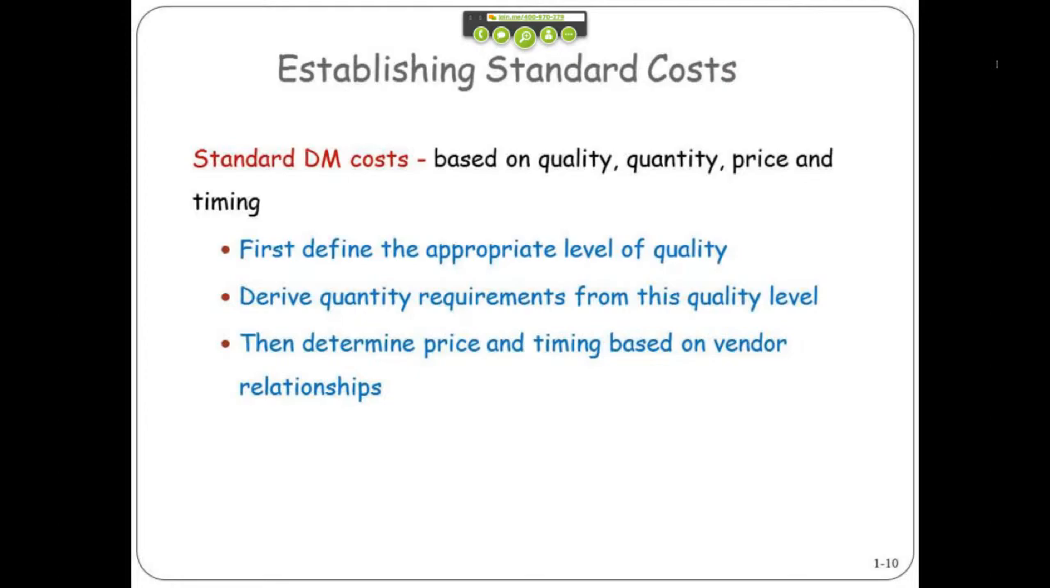As you establish your standards, the first thing you need to do is define the level of quality that's important. So, aluminum, you decide that for the product we're producing, it has to be 2 millimeters thick or 3 millimeters thick. That's the quality level that's required for this product. From that quality level, you can then define how much you'll need. And from the quantity and the quality, you can then figure out how much will it cost and when will you need to get it.